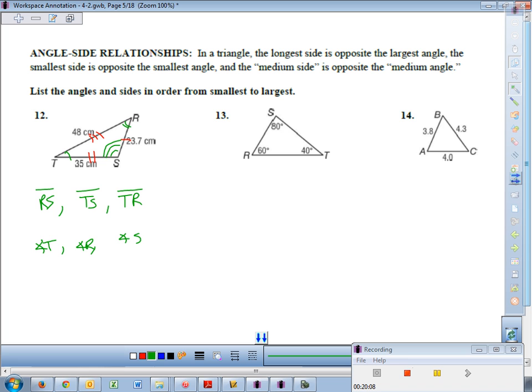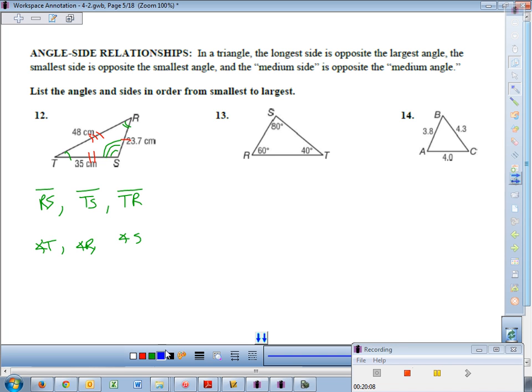If this is the short segment, segment RS, which letter is not involved with segment RS? T, isn't that the angle that we had right here? This is segment TS, which letter is not involved with segment TS? R. Segment TR, which letter is not involved in segment TR? S. There's only 3 letters possible, right? So that's how you can tell real easy that you did that correctly.